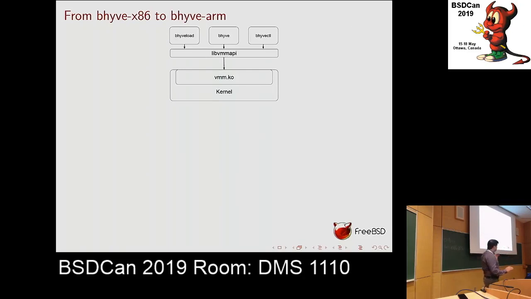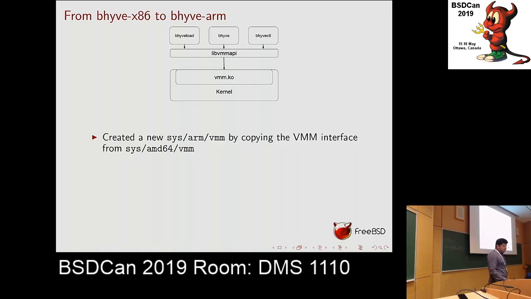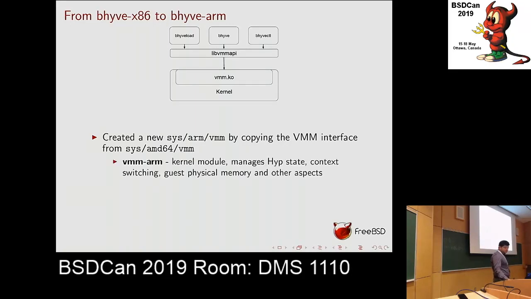Okay, let's see how we get from bhyve x86 to bhyve ARM. We have all the modules I presented earlier: the kernel module vmm.ko, libvmmapi, and also bhyve, bhyveload and bhyvectl. We created a new directory in sys/arm/vmm by copying the vmm interface. So basically, we took each interface from vmm and copied it to ARM, and also got rid of all of the x86 registers, because the interface from amd64 has a lot of x86 dependent parameters. And we created a new module called vmm-arm.